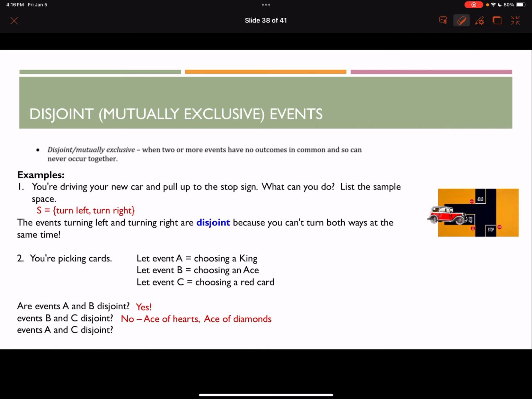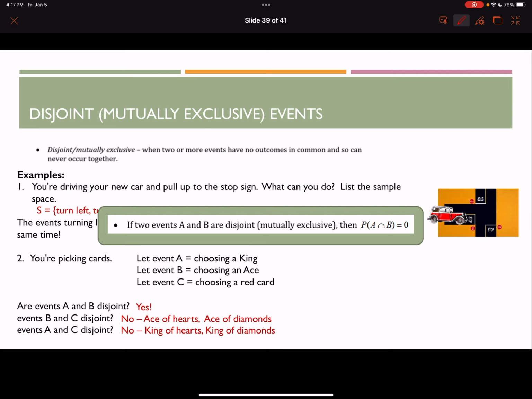Okay, how about A and C? King and red. Can I pick one card that is both king and red? Yeah, there are cards that are kings and red: the King of Hearts and the King of Diamonds. Because I have cards that are both things, those events are not disjoint. When I pull out a King of Hearts, it's a king and it's red at the same time. So A and C are true at the same time, so they're not mutually exclusive.